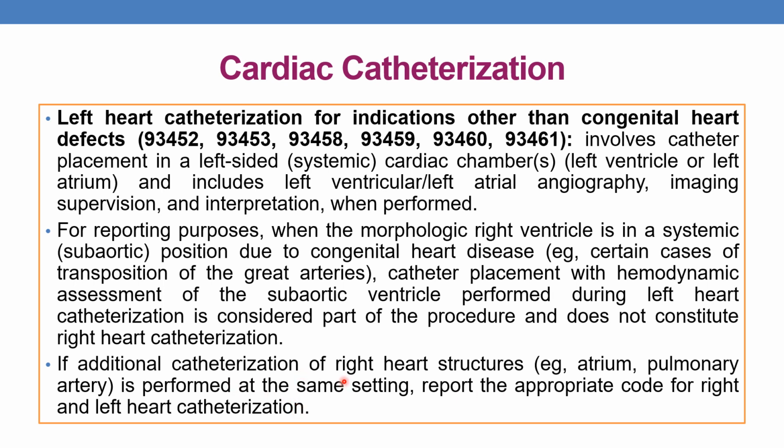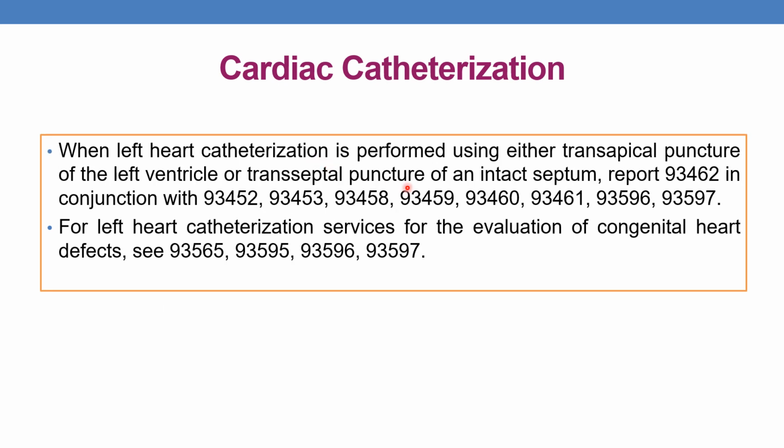If additional catheterization of the right heart structures, for example atrium or pulmonary artery, is performed at the same setting, then you need to report the appropriate code for right and left heart catheterization. And left heart catheterization is performed using either transapical puncture of the left ventricle or transseptal puncture of an intact septum. Report 93462 in conjunction with the following codes. And for left heart catheterization services for the evaluation of congenital heart defects, you need to refer to 93565, 595, 596 and 597.